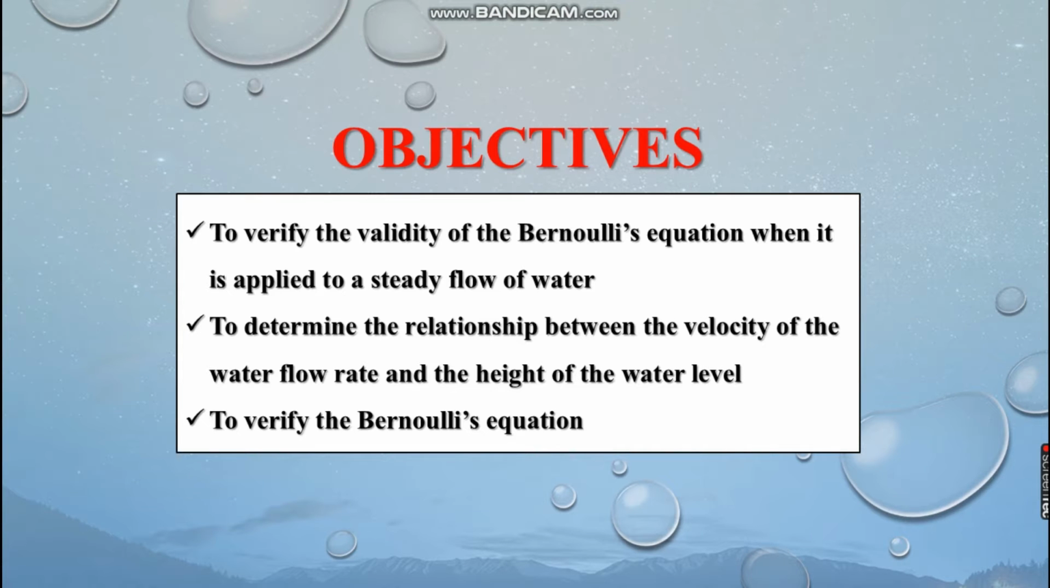The objectives of this experiment are: first, to verify the validity of Bernoulli's equation when it is applied to a steady flow of water. Second, to determine the relationship between the velocity of the water flow rate and the height of the water level. And last, to verify Bernoulli's equation.